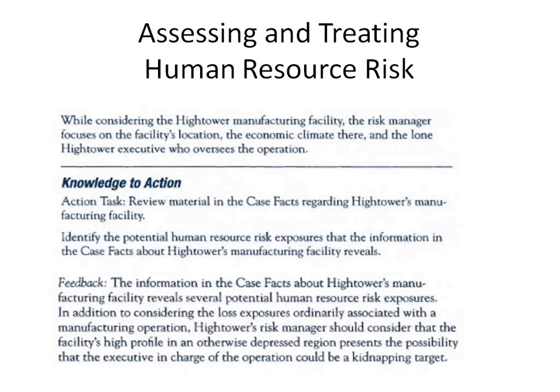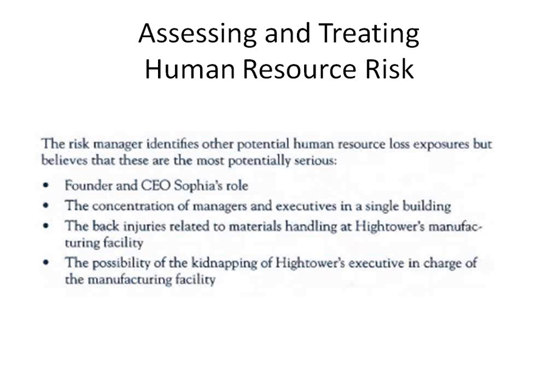So it talks about a facility that is high profile, otherwise in a depressed region, which presents the possibility that the executive in charge of the operation could be a kidnapping target. So how we deal with that: make sure they're in a compound or other areas where they're protected. So again, all the things we kind of talked about. One thing I don't necessarily like in these examples, they kind of say you might want to consider, but they don't say here are the things you may want to specifically look at.